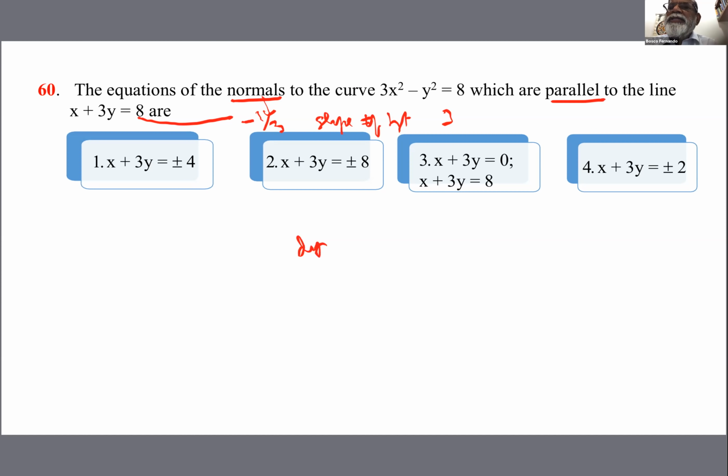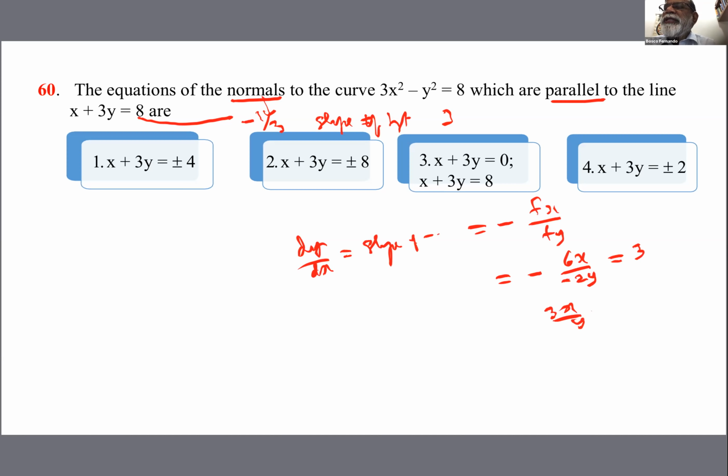dy by dx is also the slope of the tangent. In implicit form, minus f suffix x by f suffix y, minus 6x by 2y. This should be equal to 3. This is minus, so 3x by y is equal to 3. So x must be equal to y.